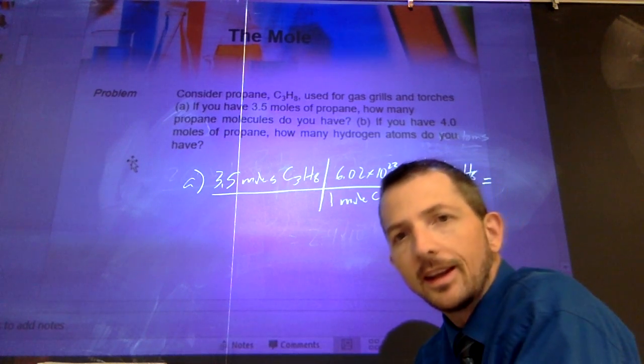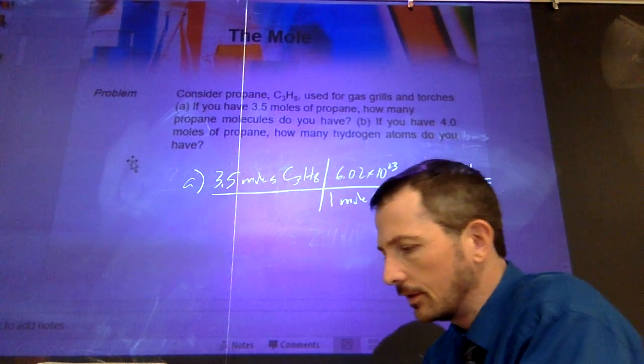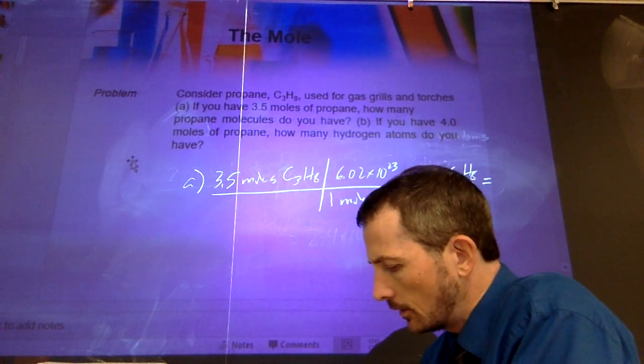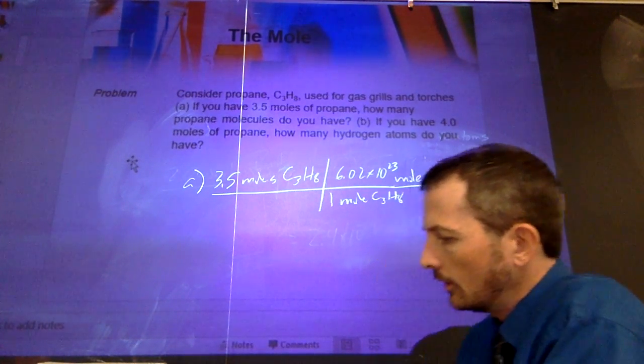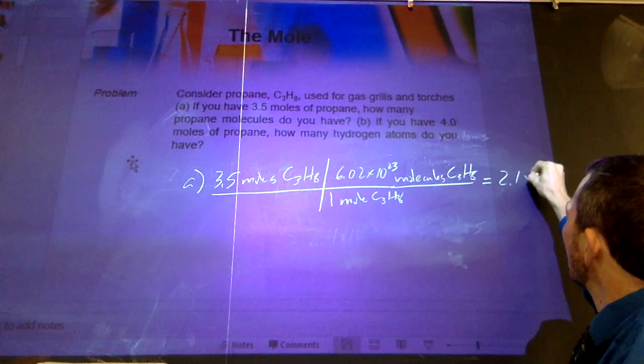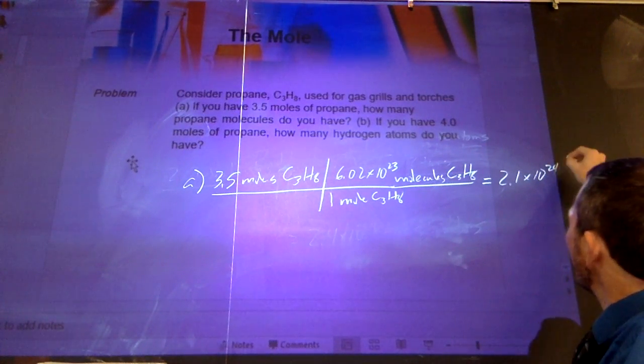So I just take 3.5 times Avogadro's number, just like if I had 3.5 dozen of propane molecules, I take 3.5 times 12. 3.5 times 6.02 times 10 to the 23rd. So 2.1 times 10 to the 24th.